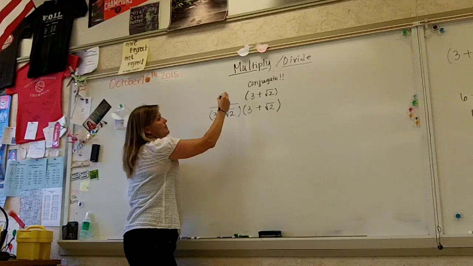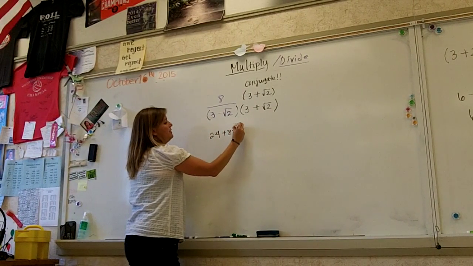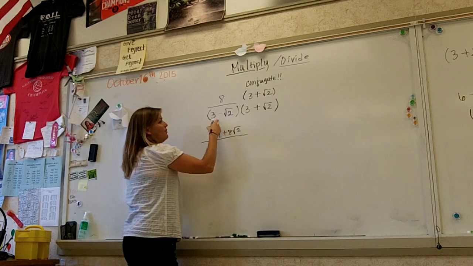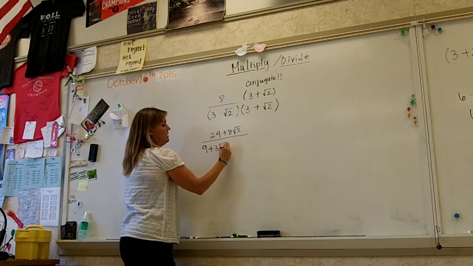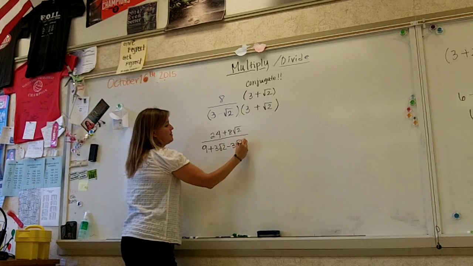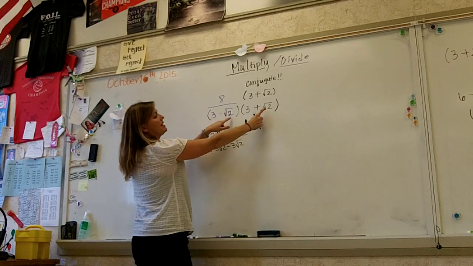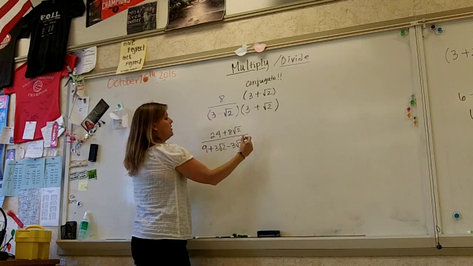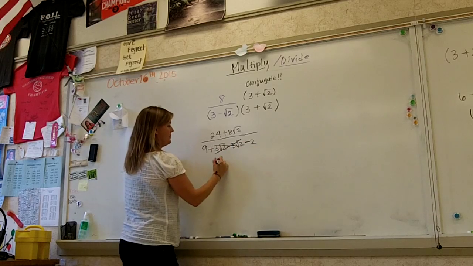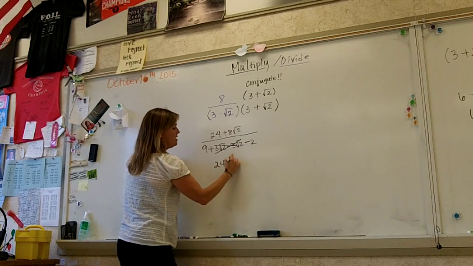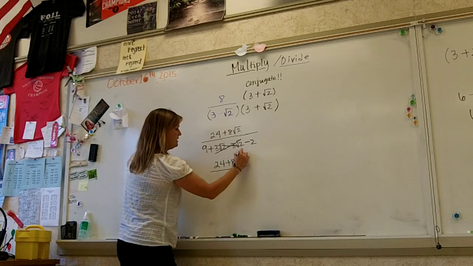So I'm going to distribute the top, 24 plus 8 root 2, divided by, now FOIL the bottom, 9 plus 3 root 2, minus 3 root 2, that's our favorite part because those cancel out. And then root 2 times root 2, that's just 2, so minus 2. Those guys cancel out. So I get 24 plus 8 root 2, all of that divided by 7.